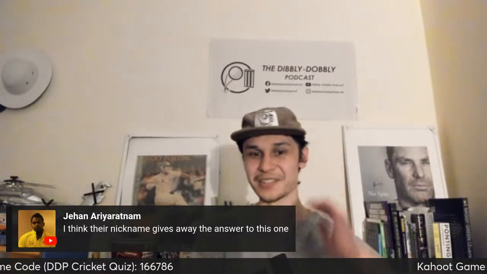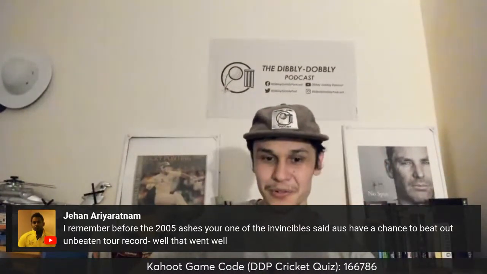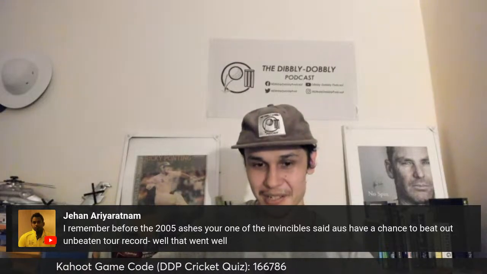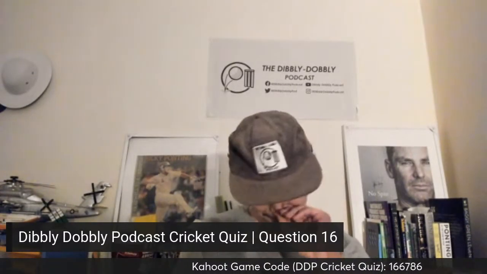Jihan says, I think their nicknames give away the answer to this one. Jihan says, I remember before the 2005 Ashes, one of the Invincibles said Australia have a chance to beat the unbeaten tour record. Well, that went well. Yes, it's very hard to do, really. It's probably never going to happen again because tours are very different now. As they were back then, it was very different. You could play a lot of games.